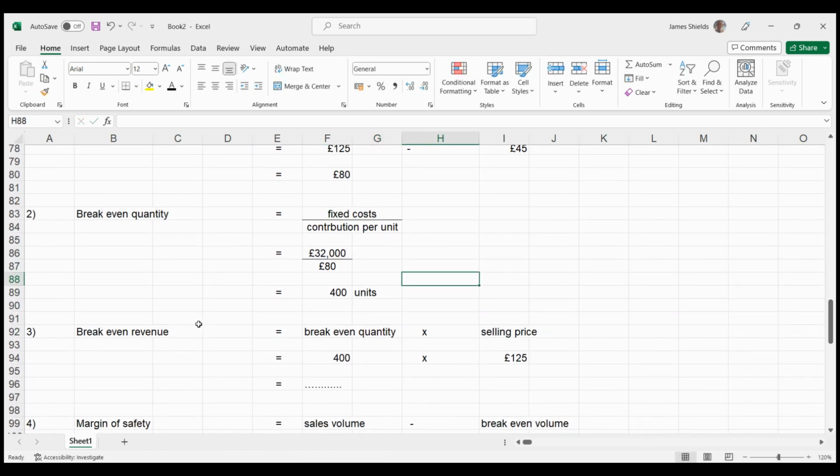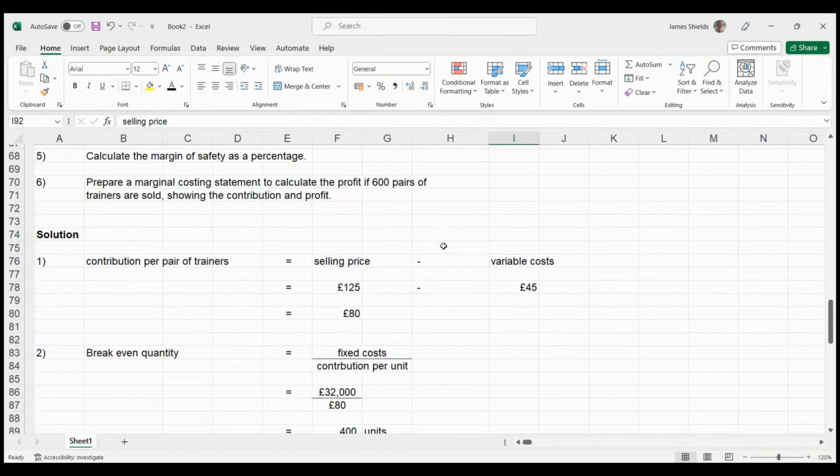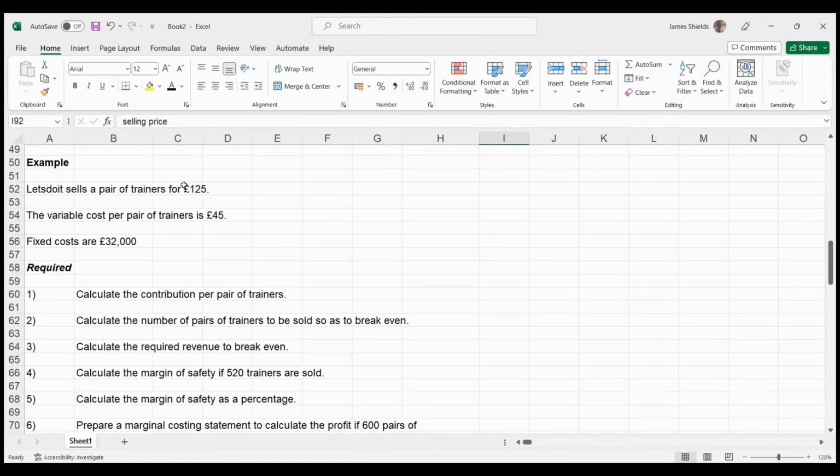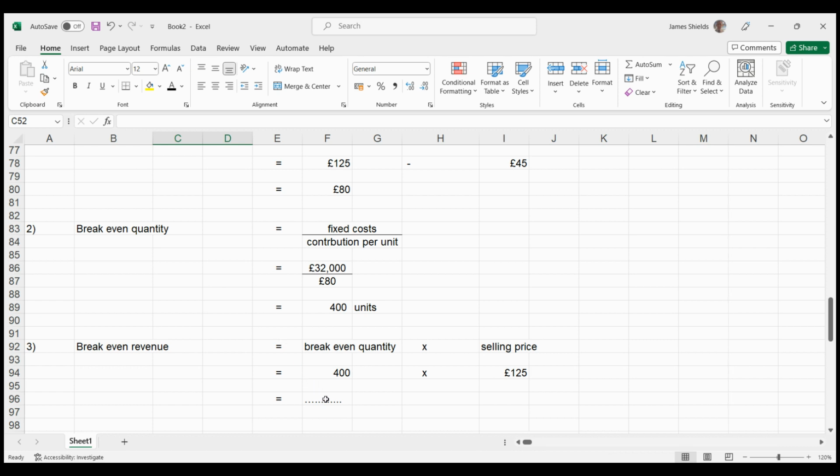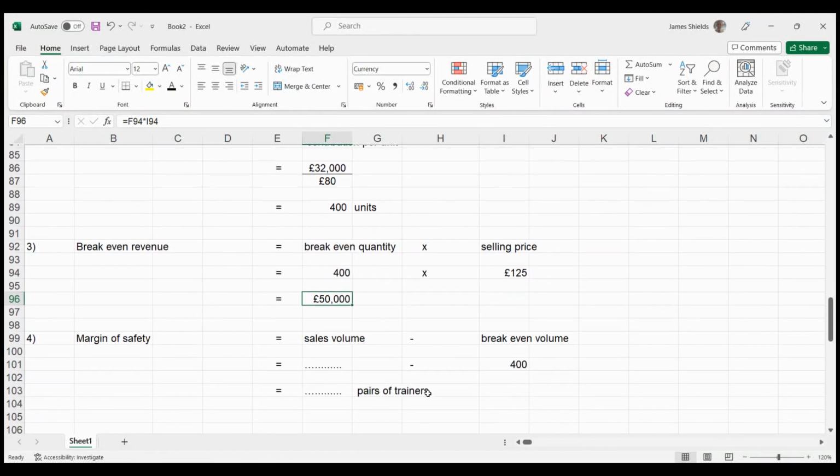And the break-even revenue is the break-even quantity we've just worked out as 400 times the selling price. Go back to the question. That was £125. So we have 400 units times £125, which is £50,000. So basically you've got to sell 400 units to break even. And in terms of revenue, that's £50,000. So our sales need to be £50,000 in order to cover our total costs.